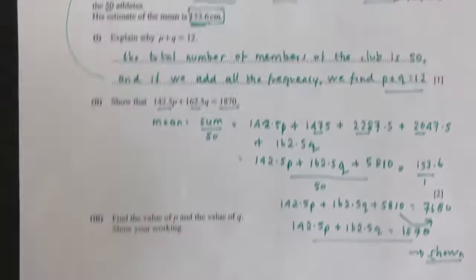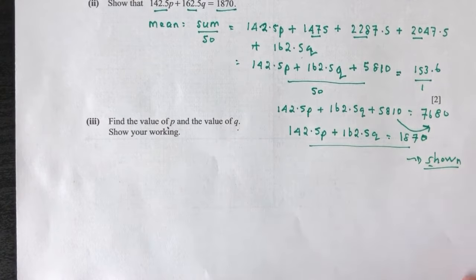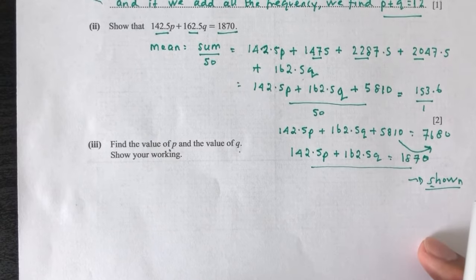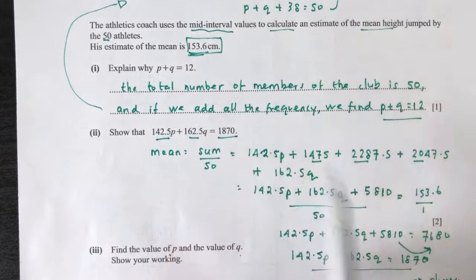Okay, moving on to part B. Find the value of P and Q. Show your working. So we have to solve these equations simultaneously. We have two equations here. First we have this, and second we have this, as you can see.